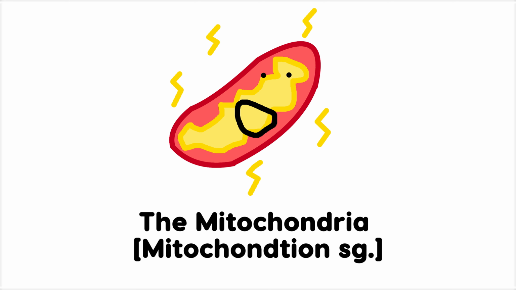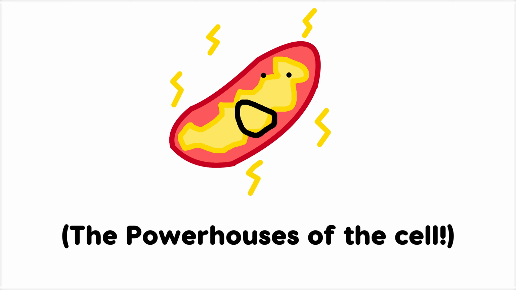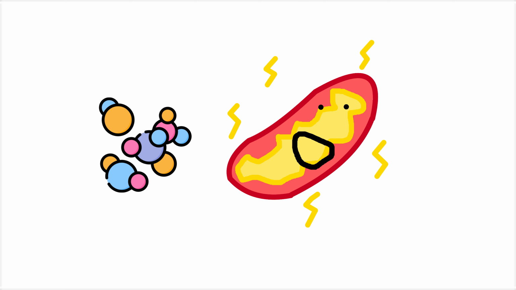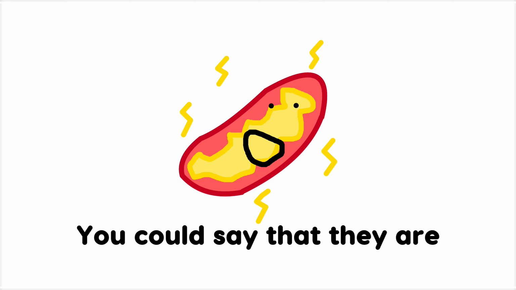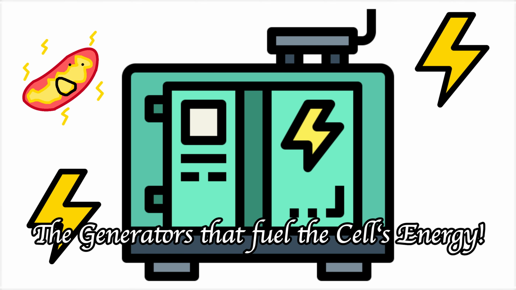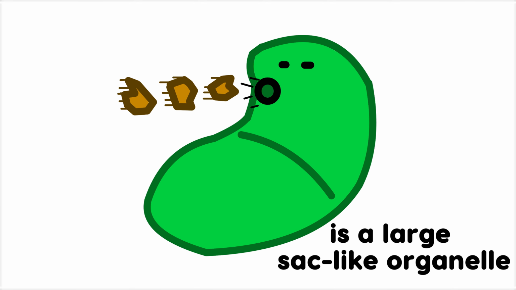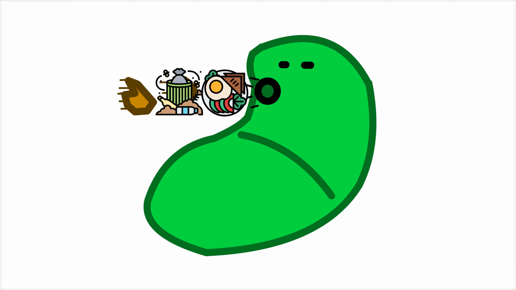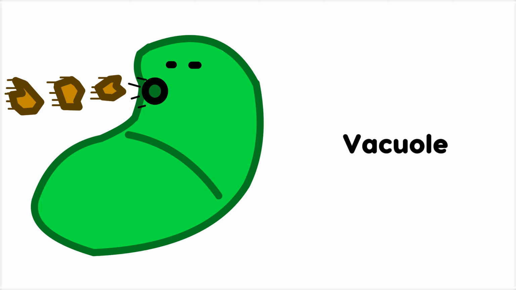The mitochondria are the powerhouses of the cell. They break down food particles and release the stored energy within. You could say that they are the generators that fuel the cell's energy. A vacuole is a large sac-like organelle that stores excess food, waste, and other substances. I like to call it the trash bin organelle, due to it operating similarly to a trash bin.